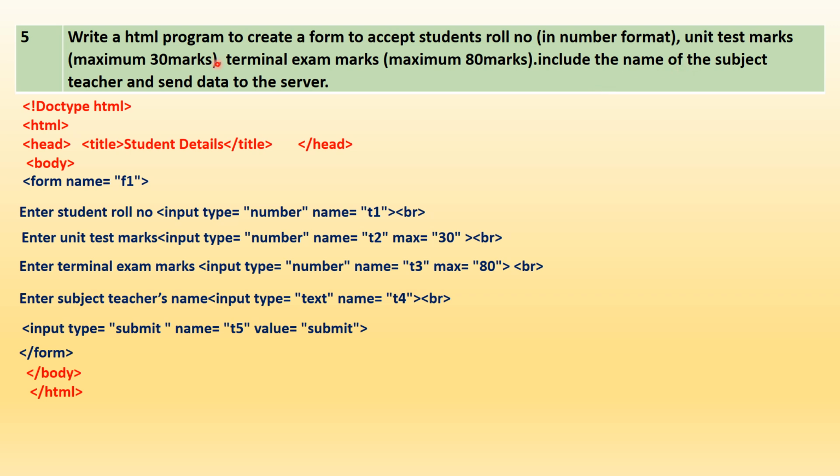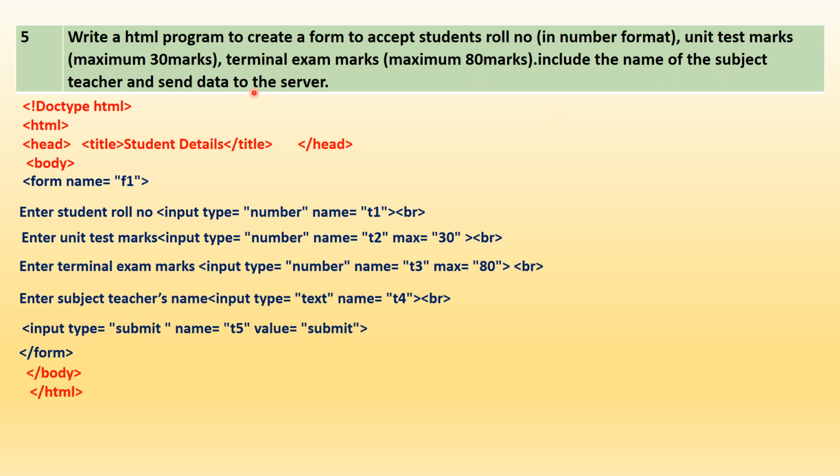Unit test marks, again maximum of 30 marks. So max attribute should be there and it has to be number. Input type equal to number for unit test marks and max value given here is 30. Terminal exam marks, enter terminal exam marks. Type is number again and max value they've mentioned here 80.